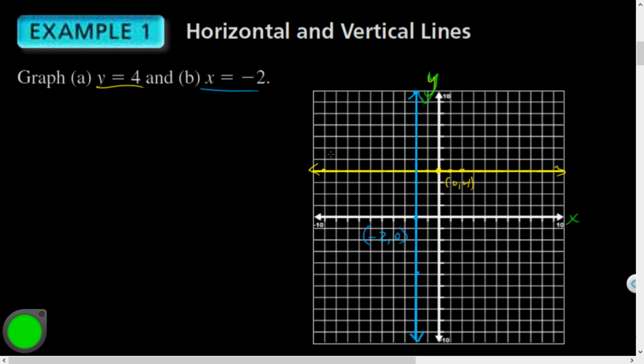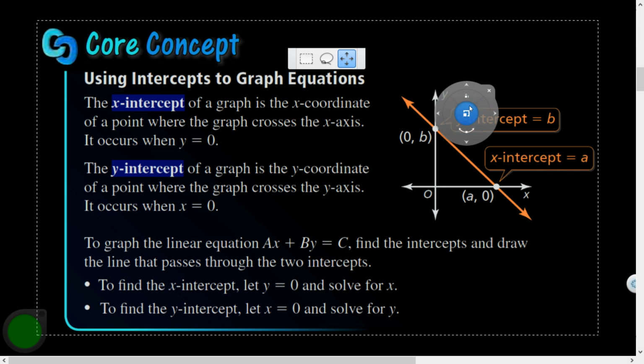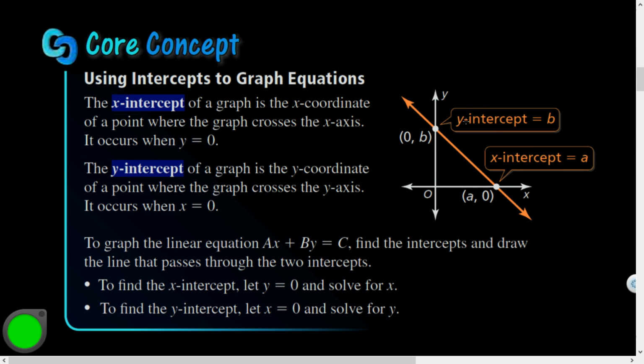But notice this yellow line is parallel to the white x-axis. It never touches it. And the same thing for this blue line. It has no y-intercept. It never crosses the y-axis. So I just use the words x-intercept and y-intercept. And these are going to be the means by which we are graphing today. This is kind of a nice little efficient means of graphing.